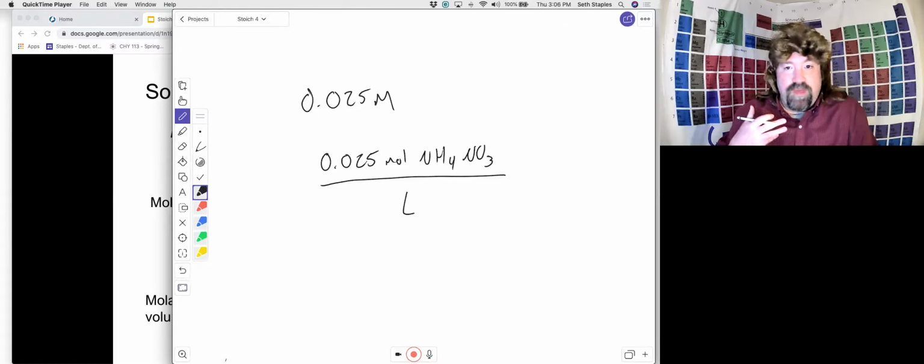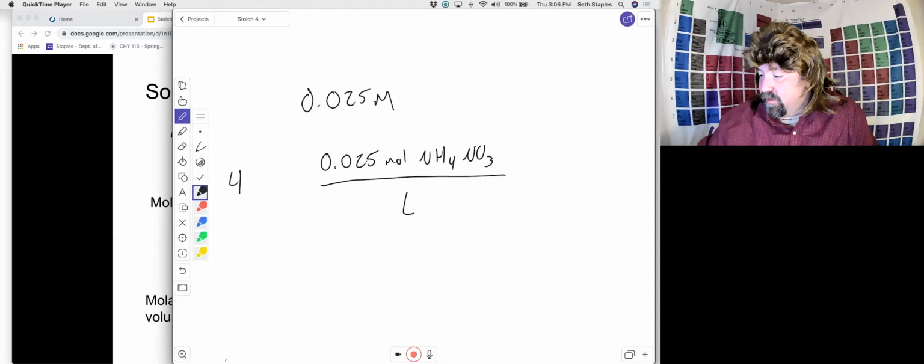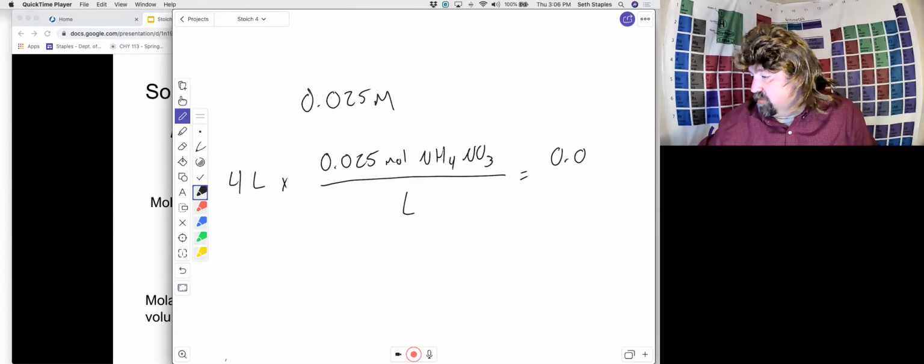The way that we set this up would be completely dependent on what we were trying to calculate. If we knew the number of liters and wanted to calculate the number of moles, so if we knew, for instance, that we had maybe 4 liters, then we're going to set this up like this, and we're going to get an answer of 0.10 moles of the ammonium nitrate.